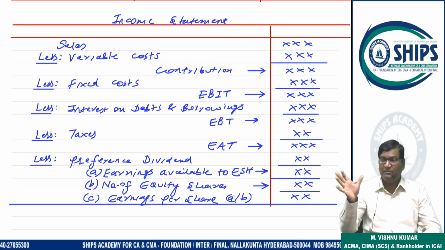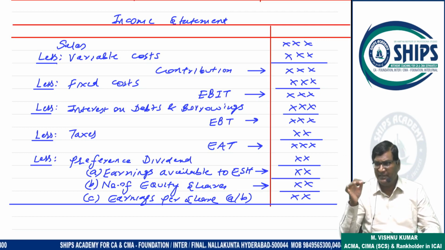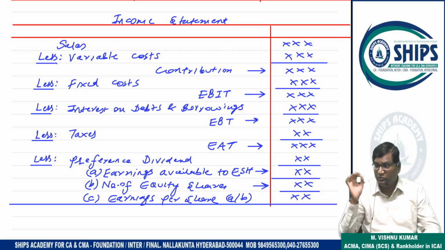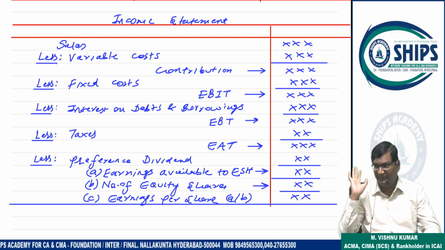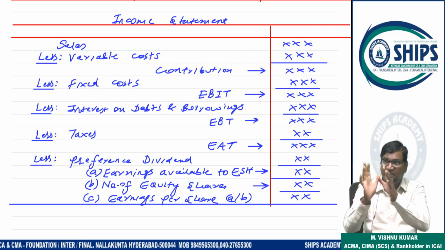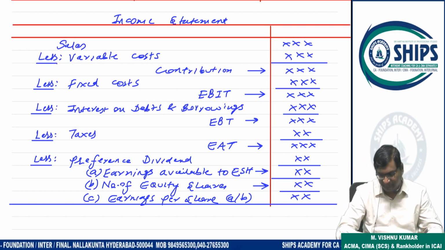So always in which company should we invest? The company in which earning per share is high. The company whose earning per share is high. Earning per share and earnings, what is the difference? I will explain. See.